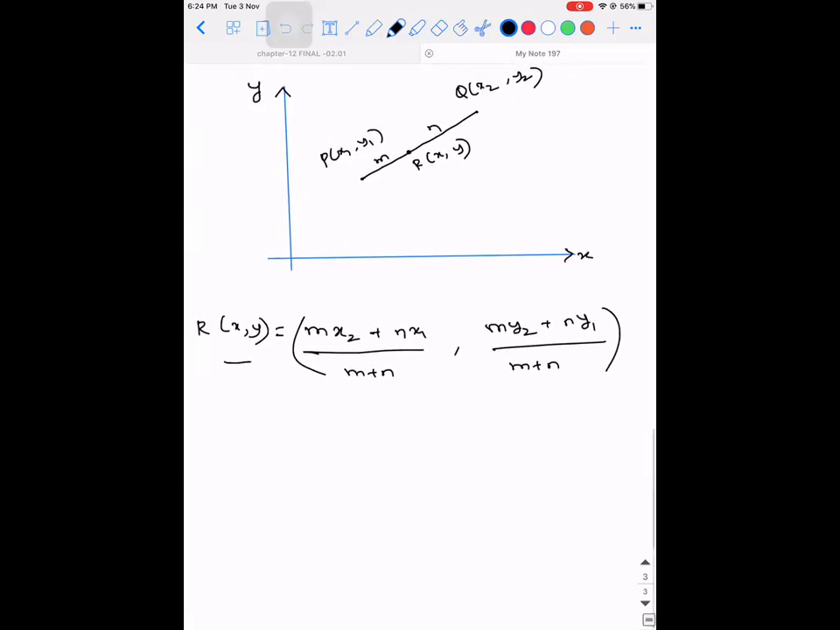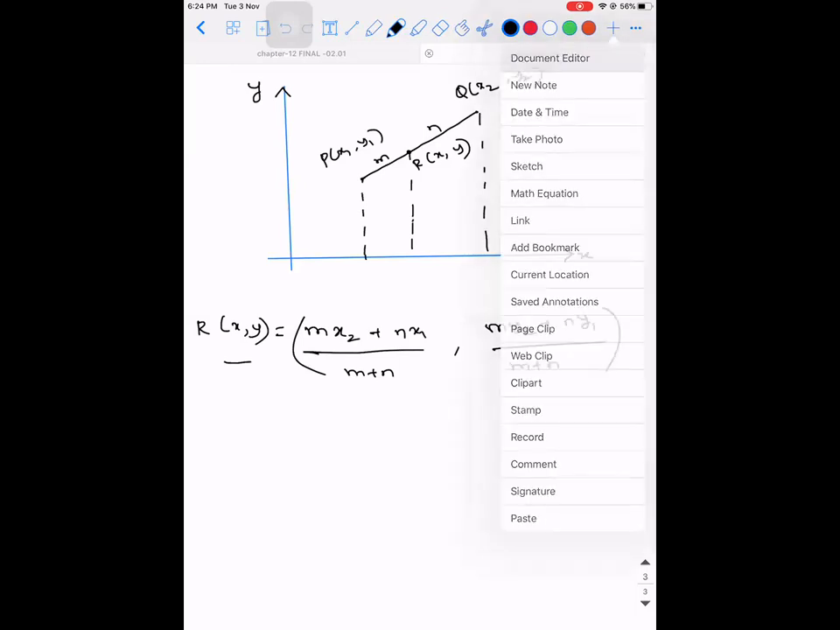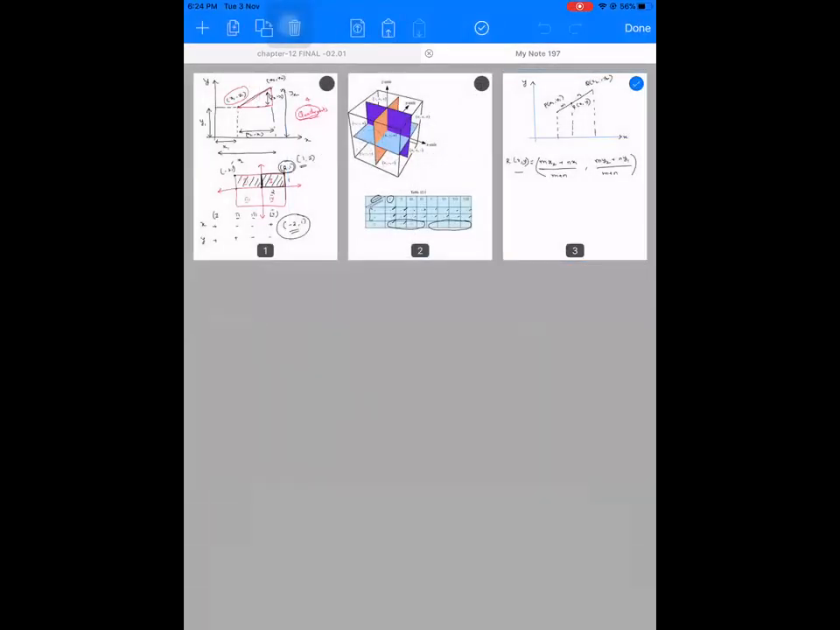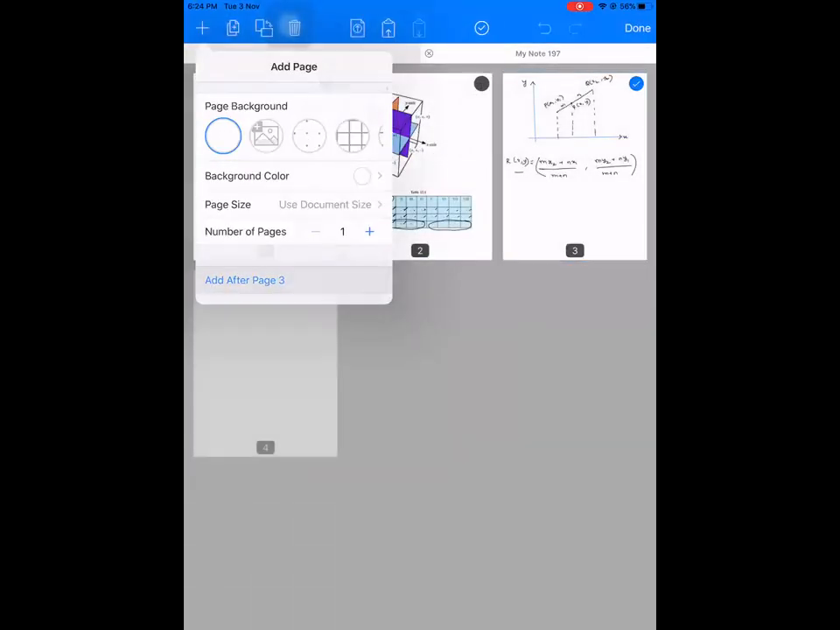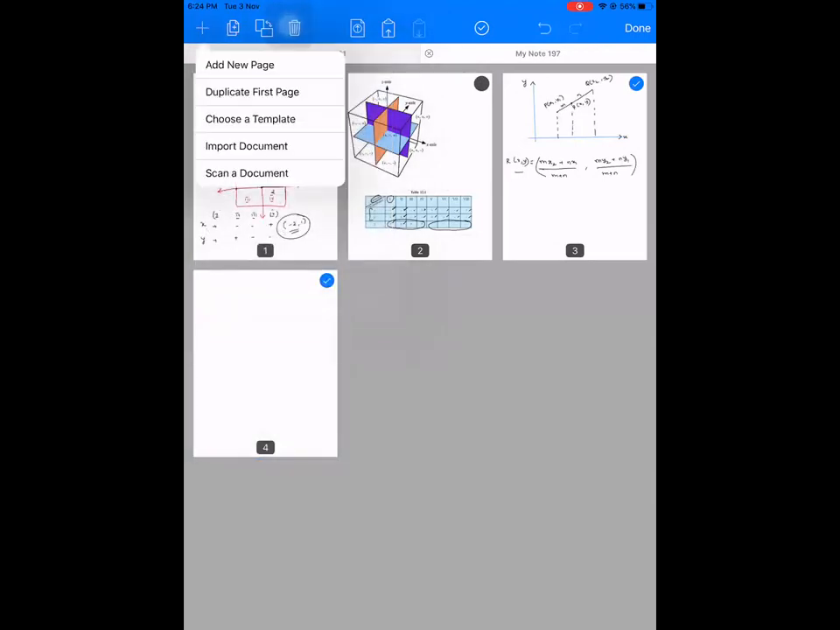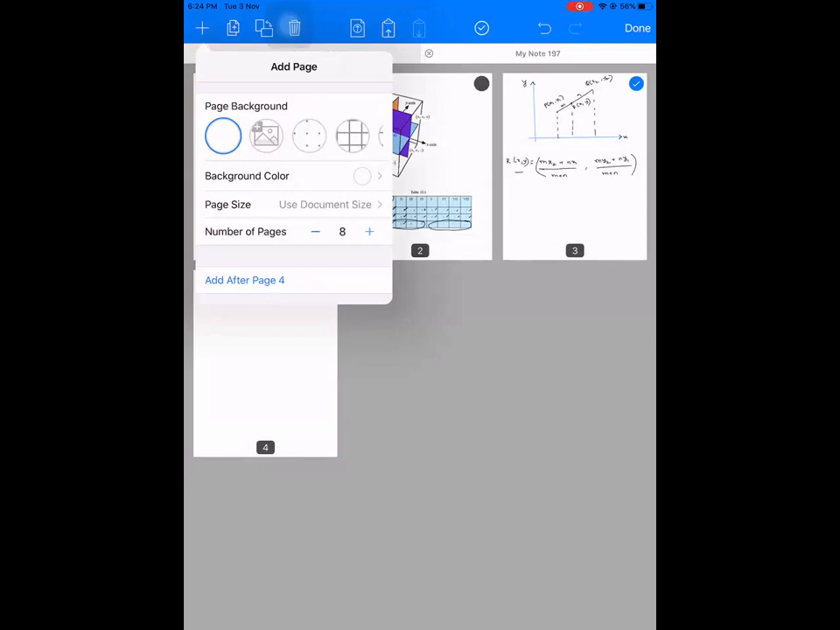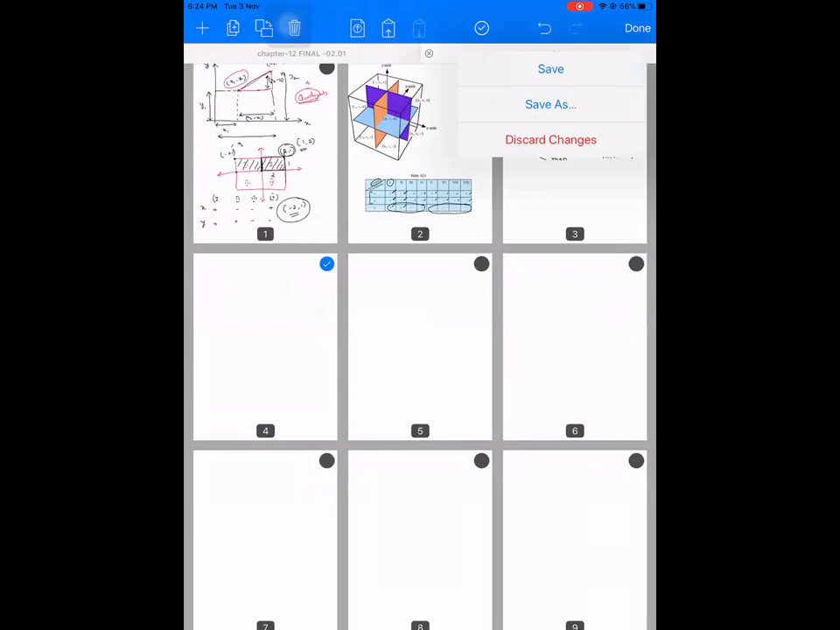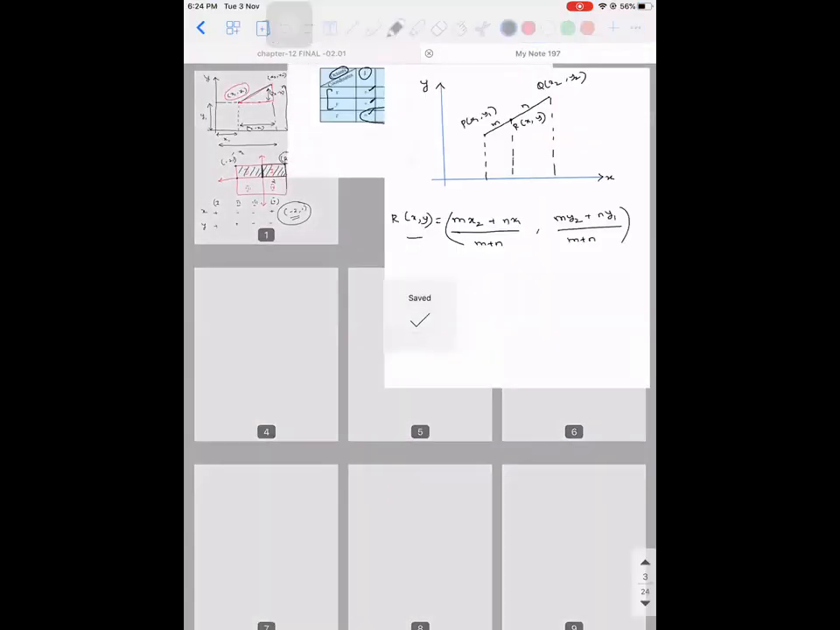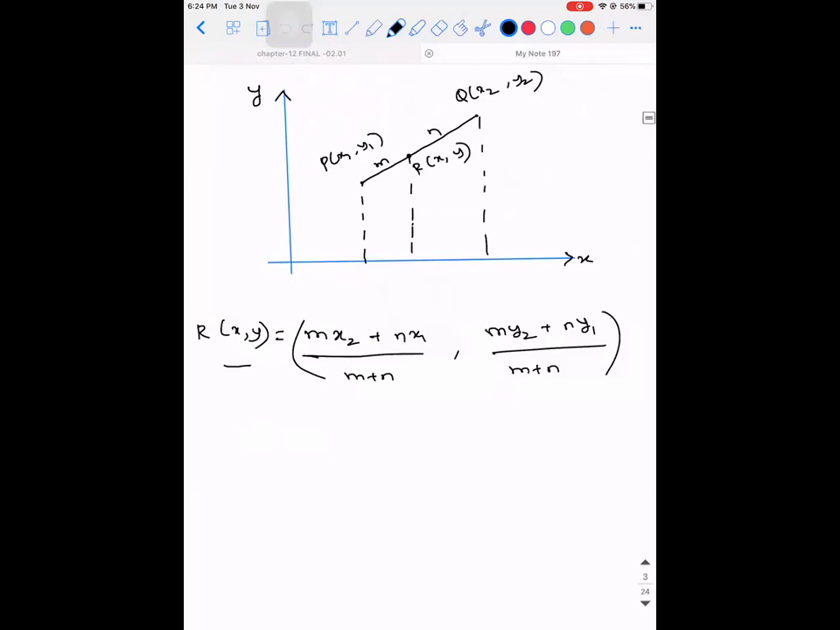Though it is not mandatory, I would suggest you guys to know the proof of it, because I'm concerned about how you think. If I ask you, how did you get this m into x2 plus n into x1? How did you get this? Can someone tell me? You guys know the derivation for it. Anyone with the idea? No one?